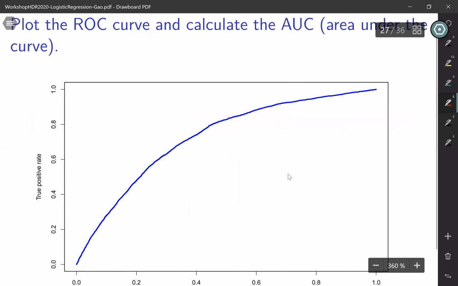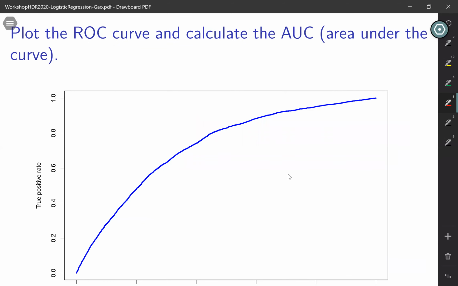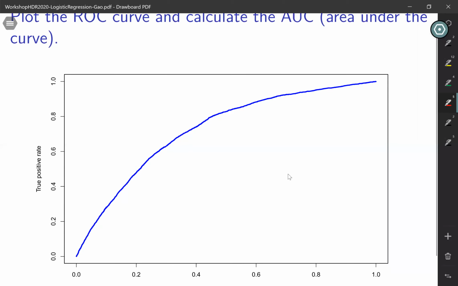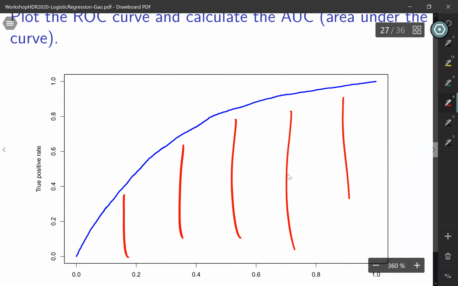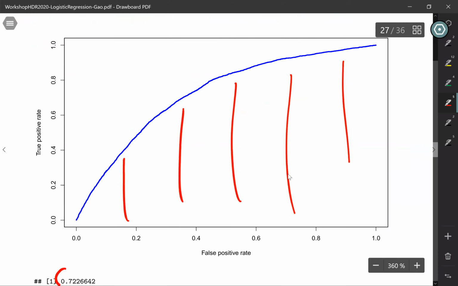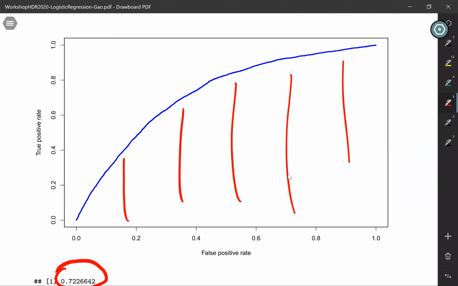Also you can use the ROC curve to check how good your model is. Ideally we would like the area to equal 1, but obviously the area under this blue curve is not equal to 1. The larger the better, right? Now we have this area, 0.722. Of course, this is less than 1. Again, we think that this is good enough.